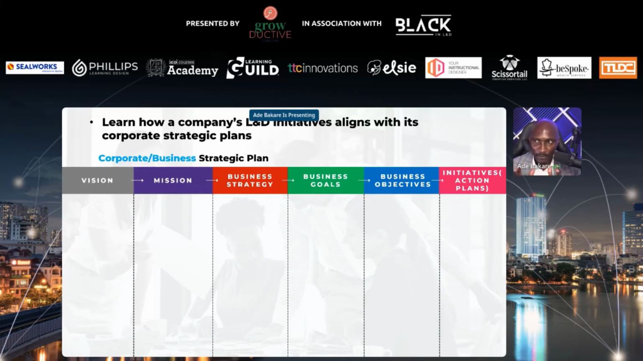The first skill that I believe is very important for us as instructional designers is learning how corporate learning and development initiatives align with the corporate strategic plan. And when I say corporate strategic plan, what do I mean by that? A company's vision, mission, goals, and objectives are often collectively referred to as the organization's strategic plan, right?